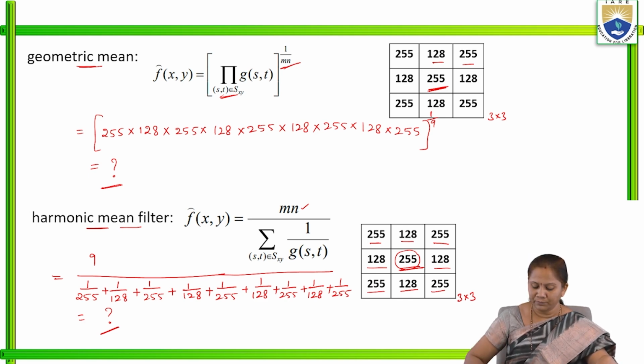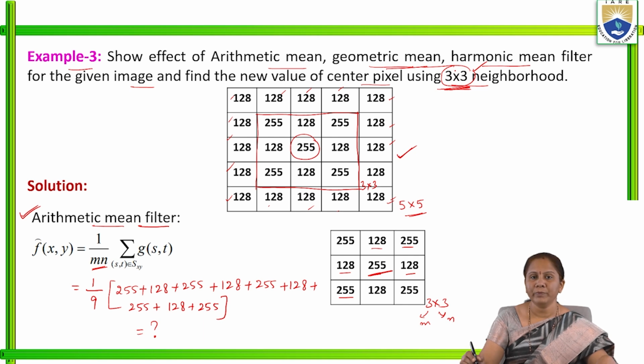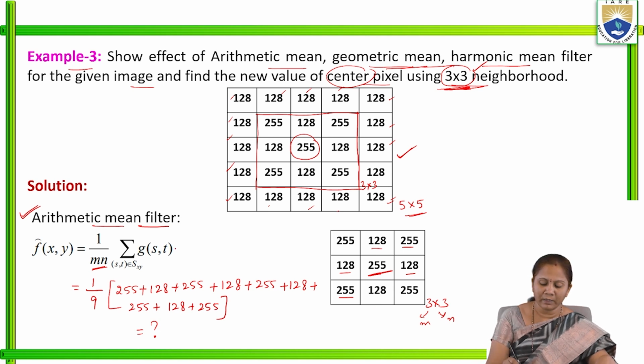So this is how we have to apply the arithmetic mean filter, geometric mean filter and harmonic mean filter on the given image. As they have clearly specified, we have to go for a 3 by 3 neighborhood to find the center pixel value. We have considered only a 3 by 3 mask. And here we have to memorize all these arithmetic mean, geometric mean and harmonic mean formulas.